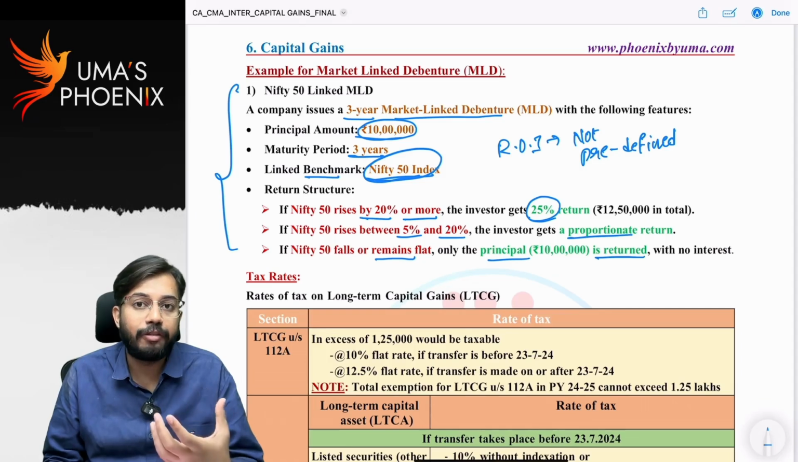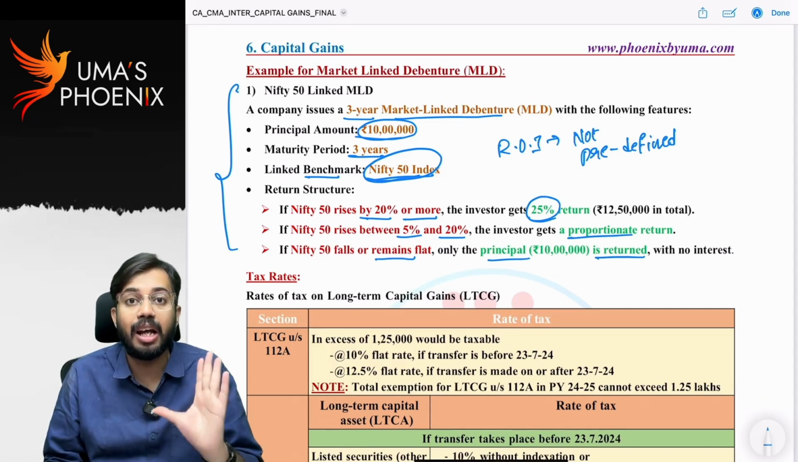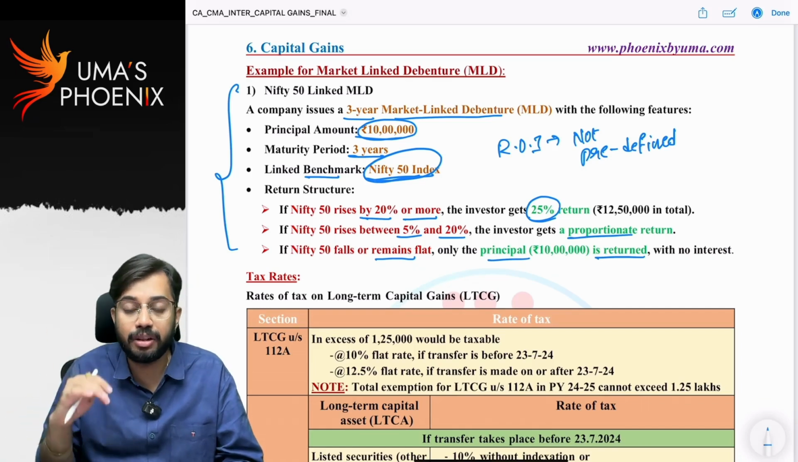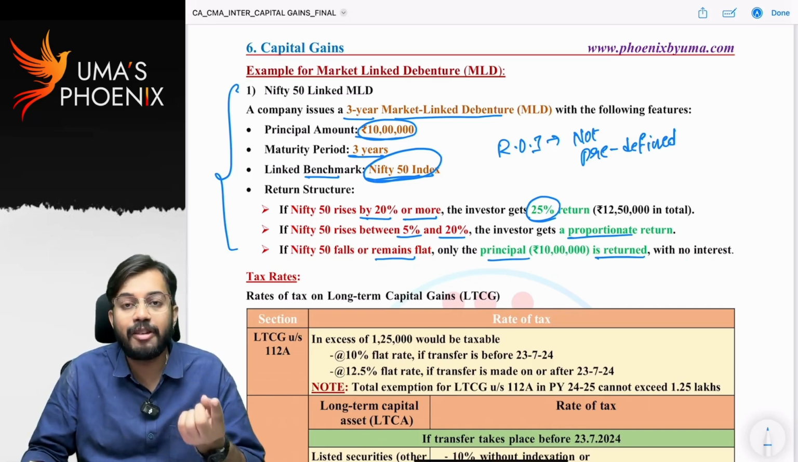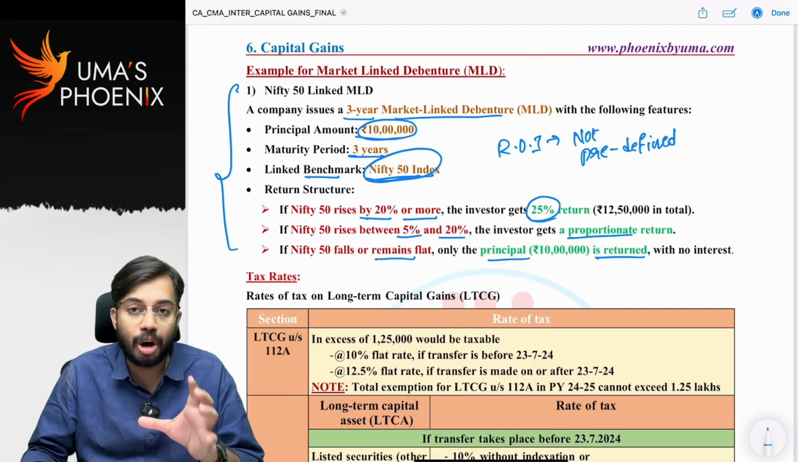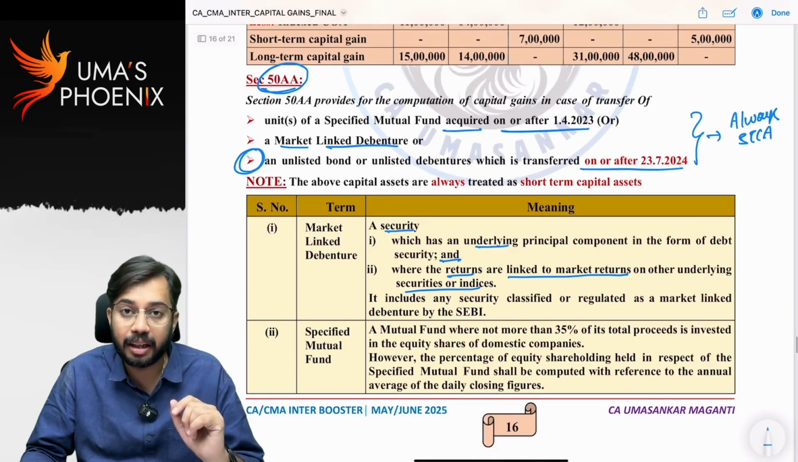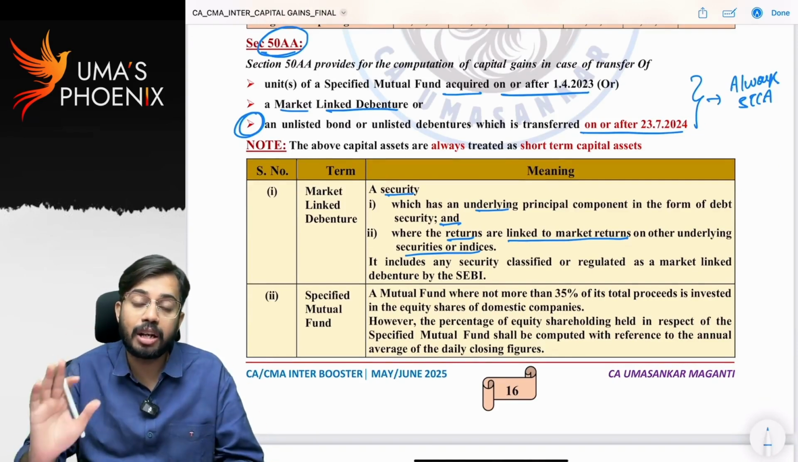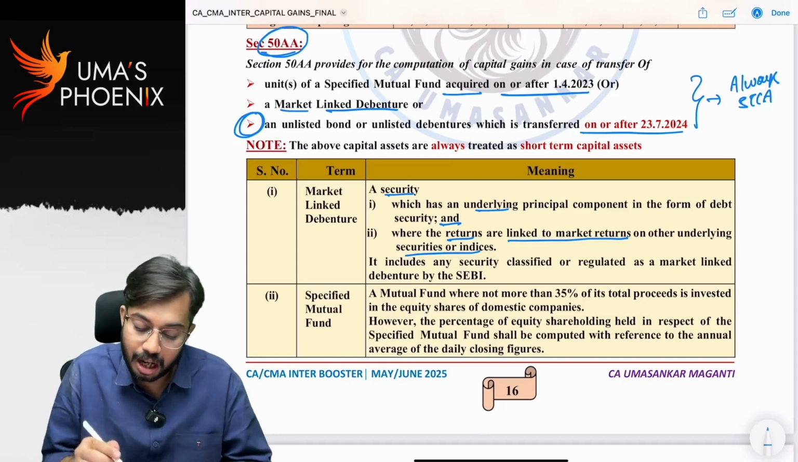That means the rate of interest is not fixed, it is subject to change with regard to behavior of the returns of the market. If returns of the market increase, I will get higher interest rate. If returns of the market reduce, I will get lower interest rate, or I may not get interest also. That means in case of market linked debentures, the interest component is dependent upon the returns of the market. Such type of debentures we call as market linked debentures. When you sell or transfer market linked debenture, always short term capital gains will arise, because market linked debenture is always treated as short term capital asset. Is it clear? Good. Next.